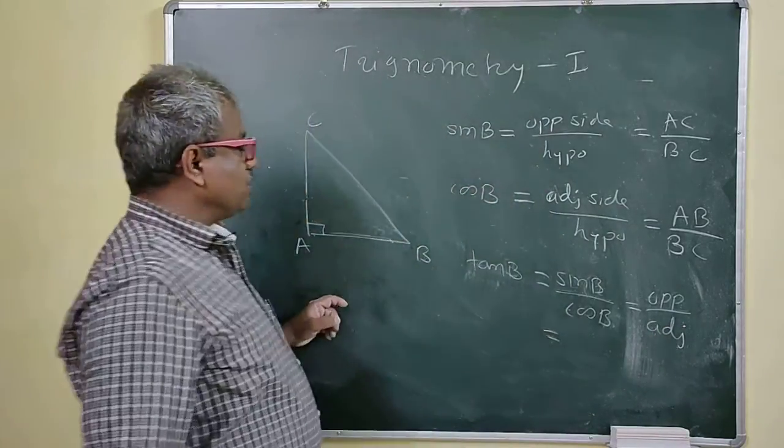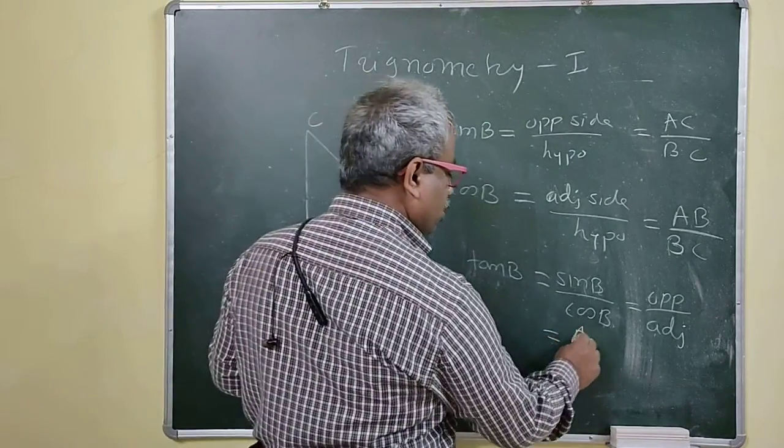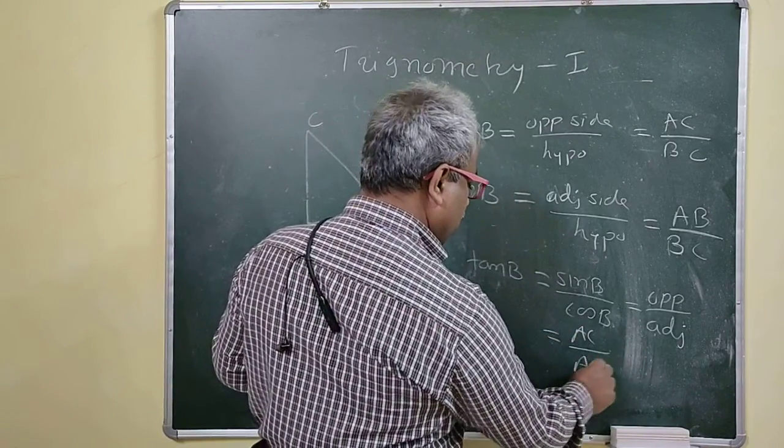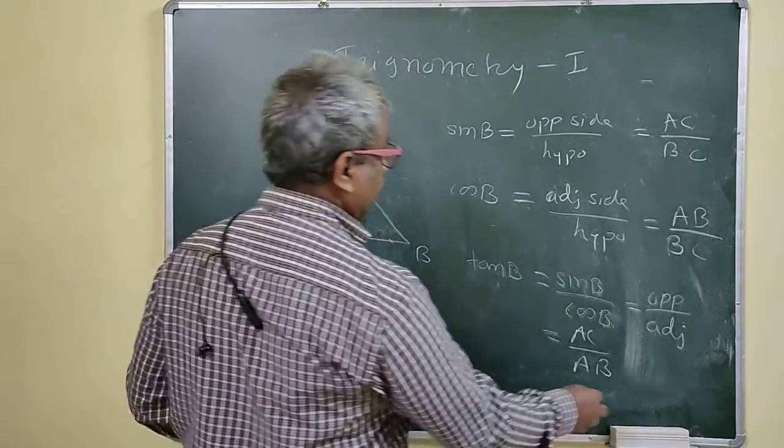So what is your opposite side of angle B now? Opposite side is AC upon AB or BA, whatever you want, right? Then this is tan B now, right?